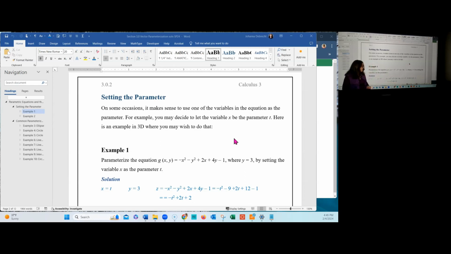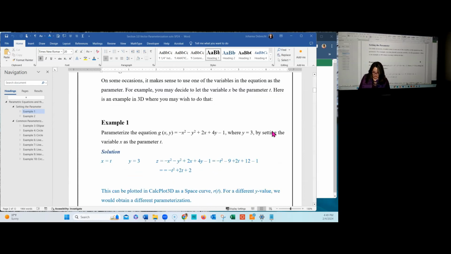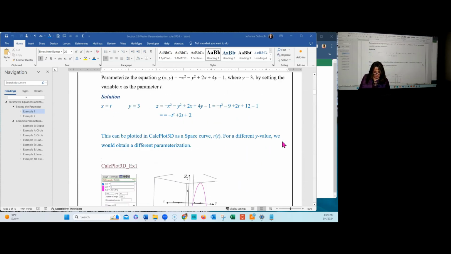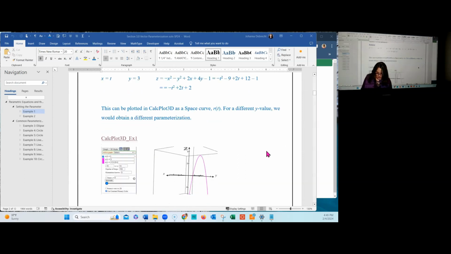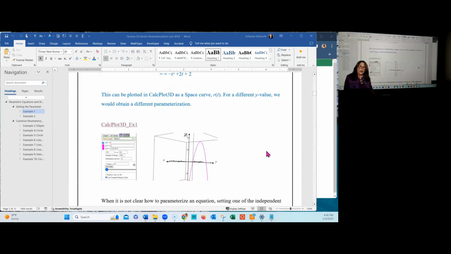And the equation becomes negative t squared plus 2t plus 2. We can write this as a parameterization where x is t, y is 3, and z is equal to that equation. When we plot this in CalcPlot 3D, we plot it as a space curve, r of t. For a different y value, we would obtain a different parameterization and a different curve.